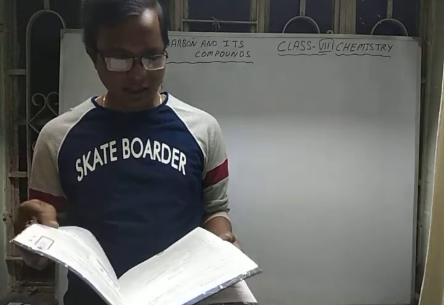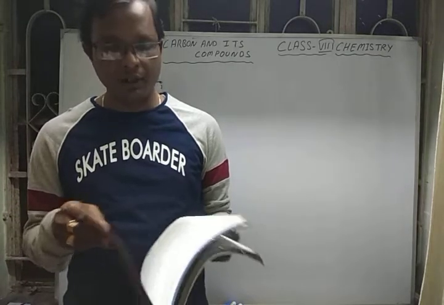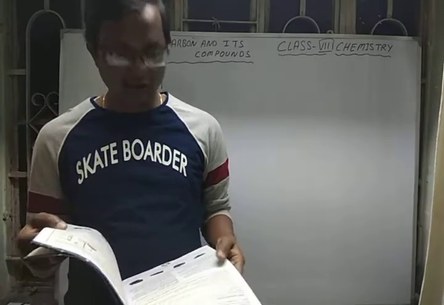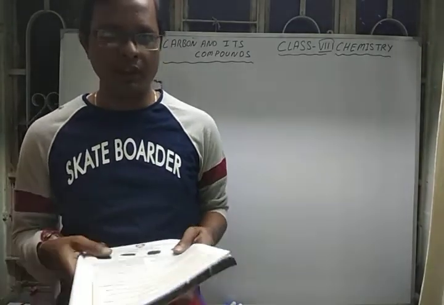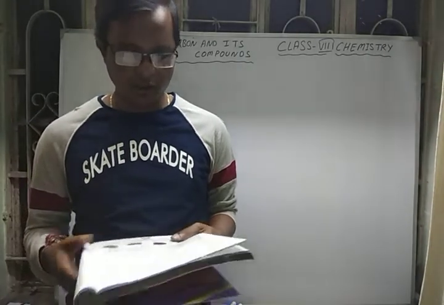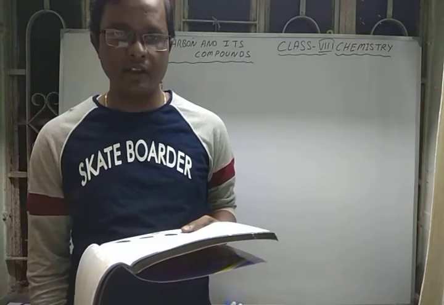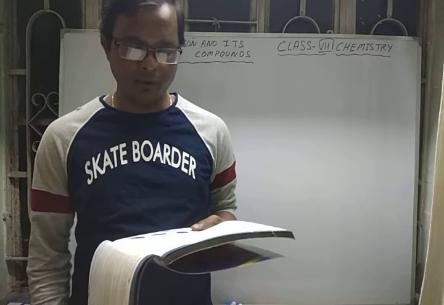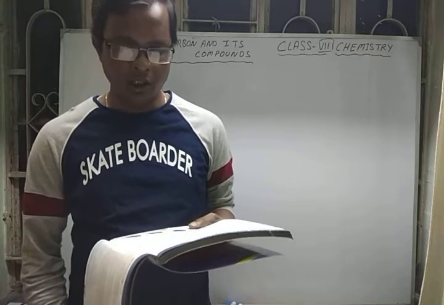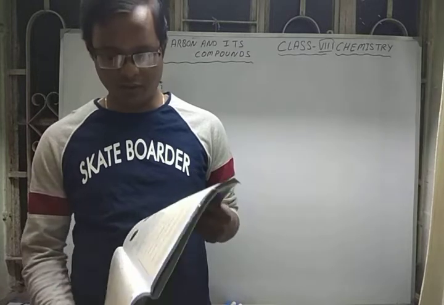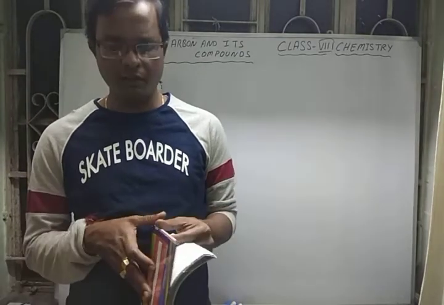Then lignite and anthracite, they both are types of coal. Lignite is a poor quality of coal, which contains only 60 to 70% carbon, whereas anthracite is the best quality or purest form of coal, which contains 92 to 98% carbon. So anthracite is the best quality of coal.